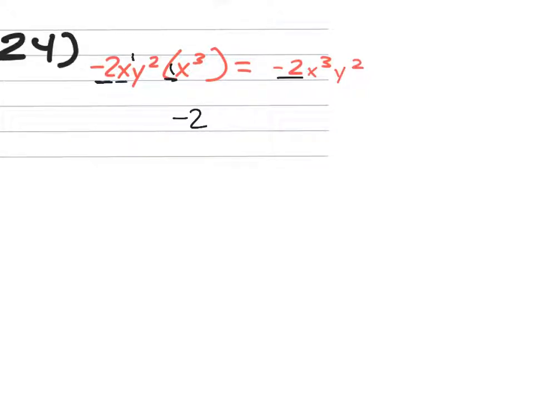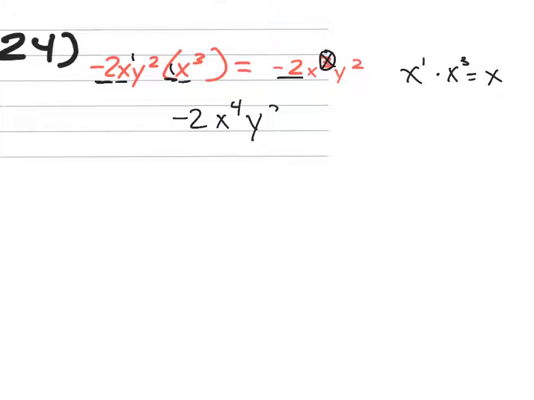Now the next part we're going to do the x's. x to the first power times x to the third power. When I multiply things with the same base, what do I do with their exponents? You add them. So on this x, what exponent should be on there? A 4. So that looks like the only thing that might have been off there.